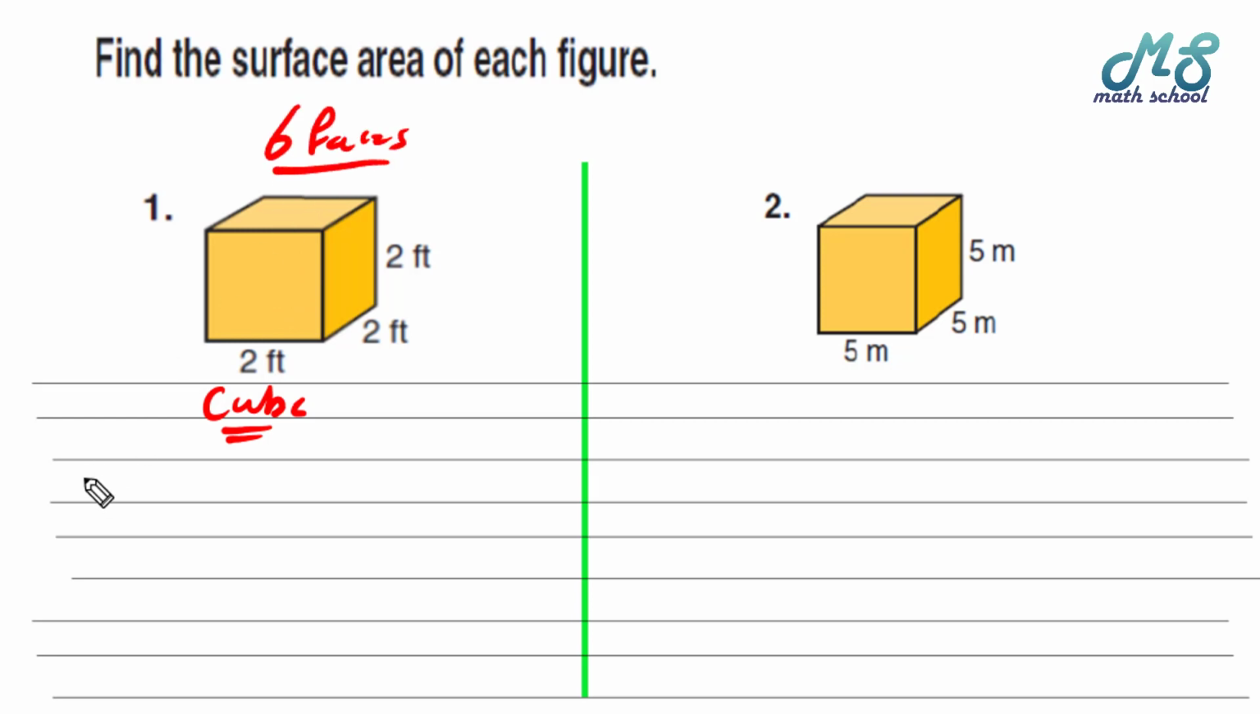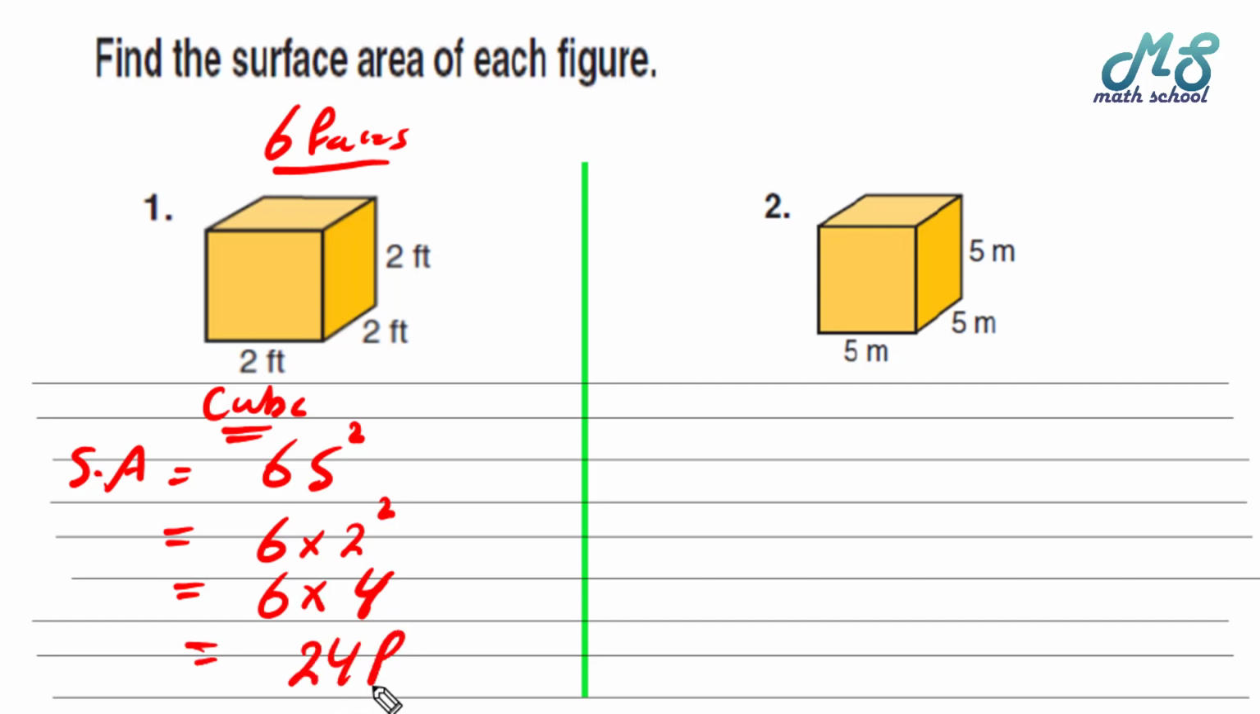So the surface area of the cube is equal to the area of one face, which is s squared, times 6. So we can write 6 times 2 squared. We studied before, 2 squared equals what? Equals 2 times 2, so equals 4. 6 times 4 equals what? Equals 24 square feet in the simplest form.